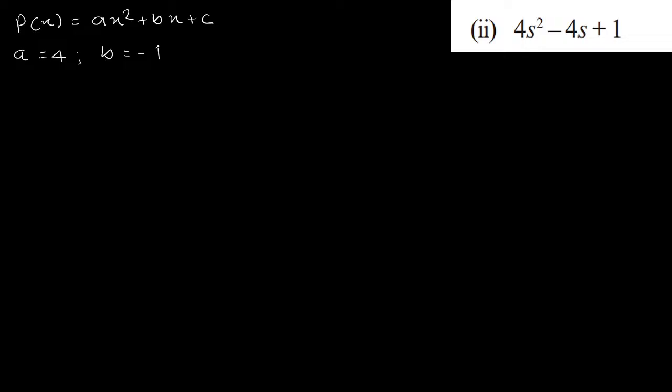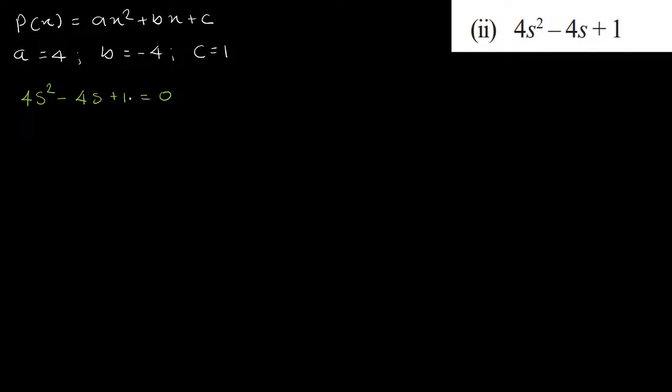So how do we proceed? Again the same thing we have to do. First we compare it with the general form, ax square plus bx plus c, and here we get a equal to 4, b equal to minus 4 and c equal to 1. Now let's find out the zeros. To find the zeros, we need to equate the given polynomial to 0. 4s square minus 4s plus 1 is equal to 0.